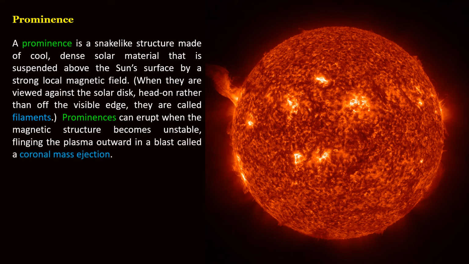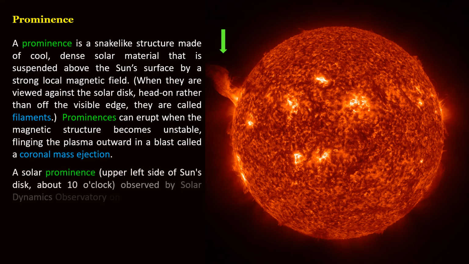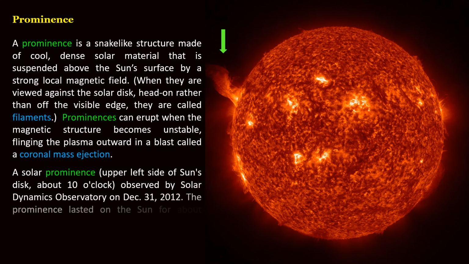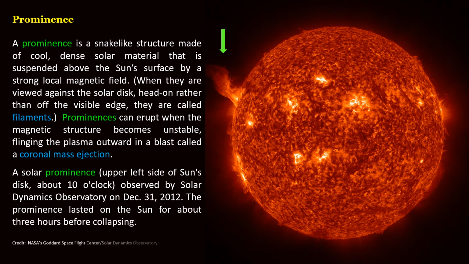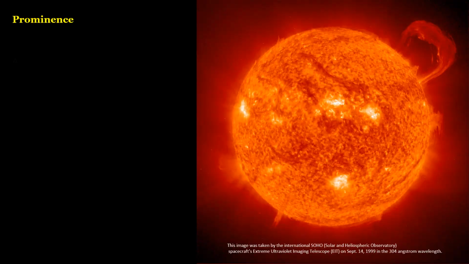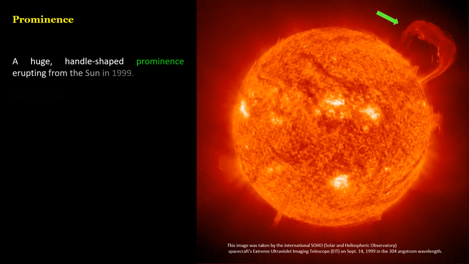A solar prominence, upper left side of Sun's disk, about 10 o'clock, observed by Solar Dynamics Observatory on December 31, 2012. The prominence lasted on the Sun for about 3 hours before collapsing. A huge, handle-shaped prominence erupting from the Sun in 1999.